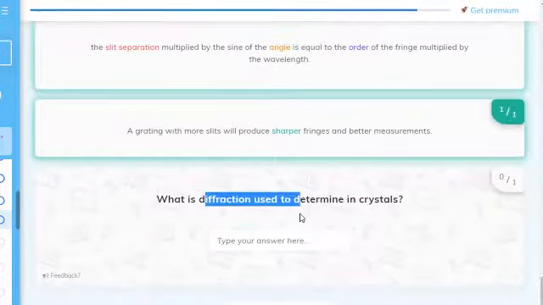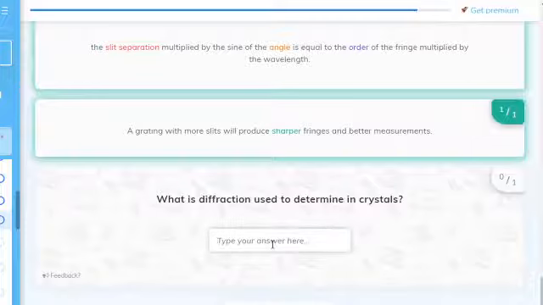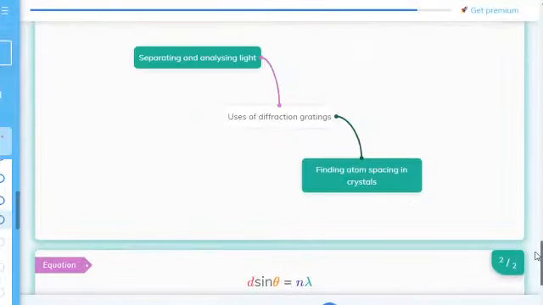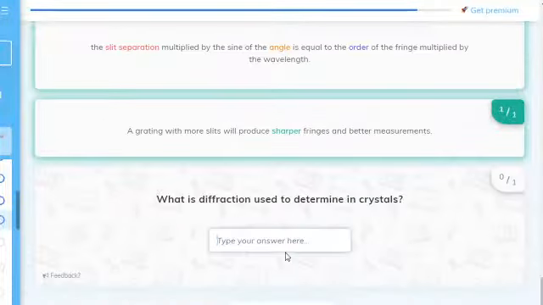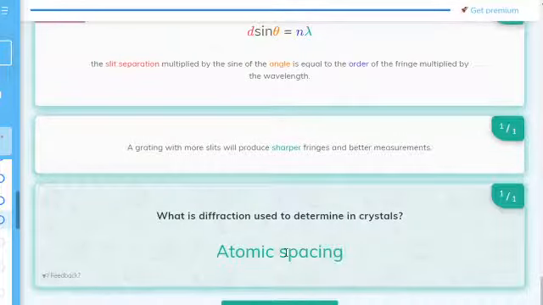What is diffraction used to determine in crystals? It is used to split light and find atom spacing. That's what it is used to discover.